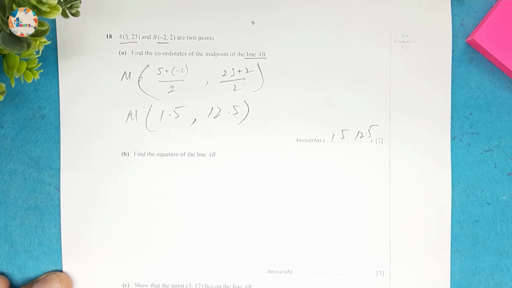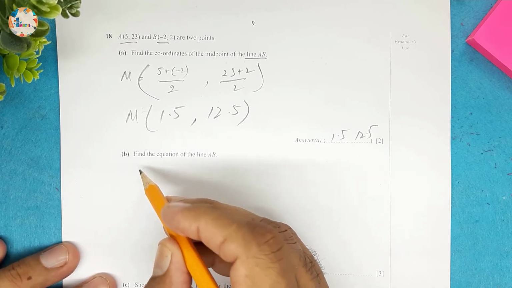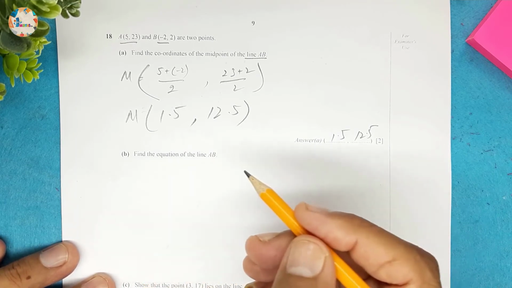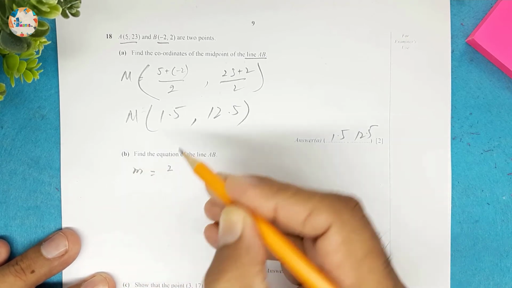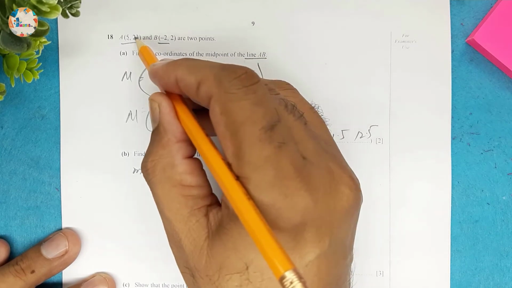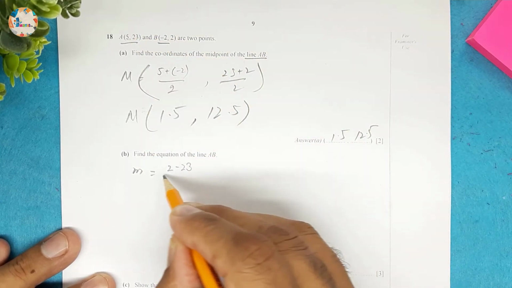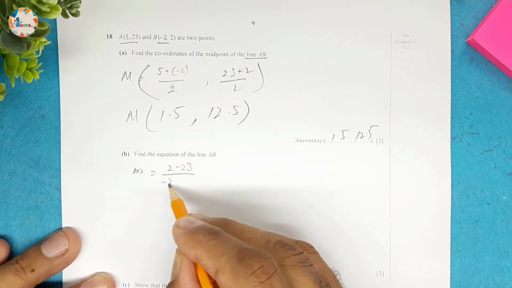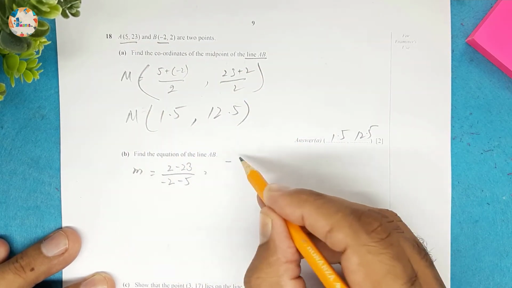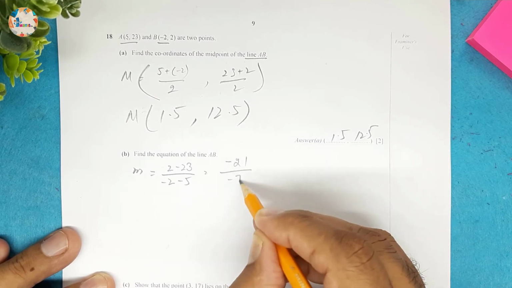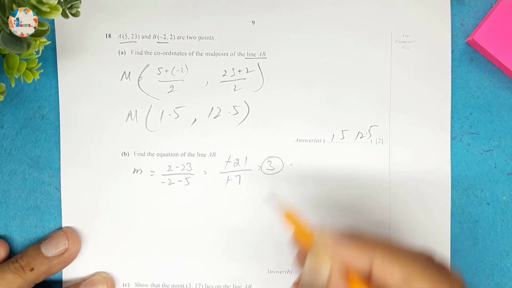And then find the equation of line AB. So we have to write the equation of the line AB. Basically we have to find first the gradient of the line. So m will be equal to y2, we are taking this one as y2, minus y1, so minus 23, over x2 minus x1, so minus 5. So this will be equal to minus 21 over minus 7. Minus will be cancelled, so the gradient will be 3.